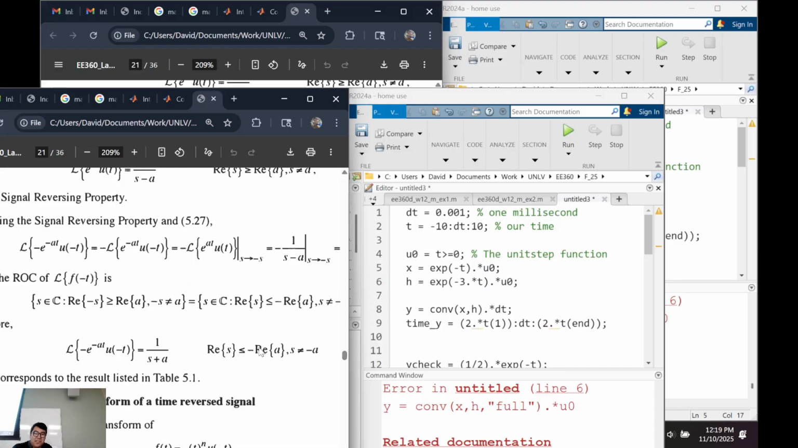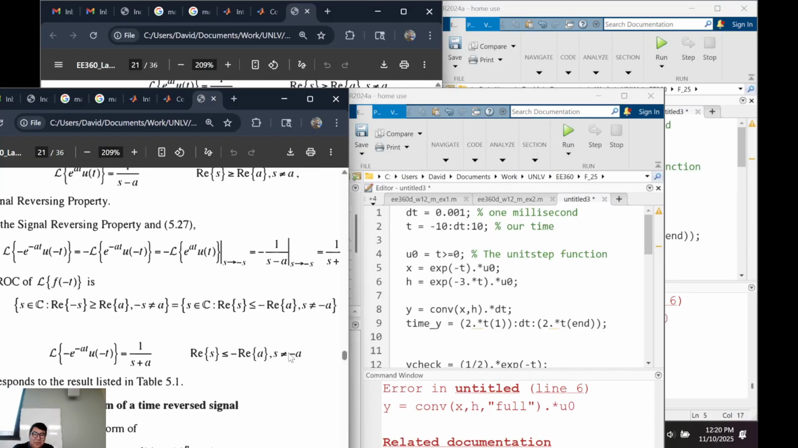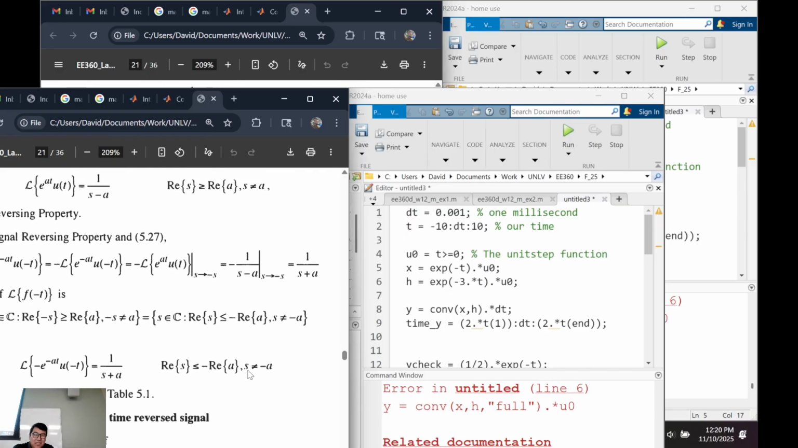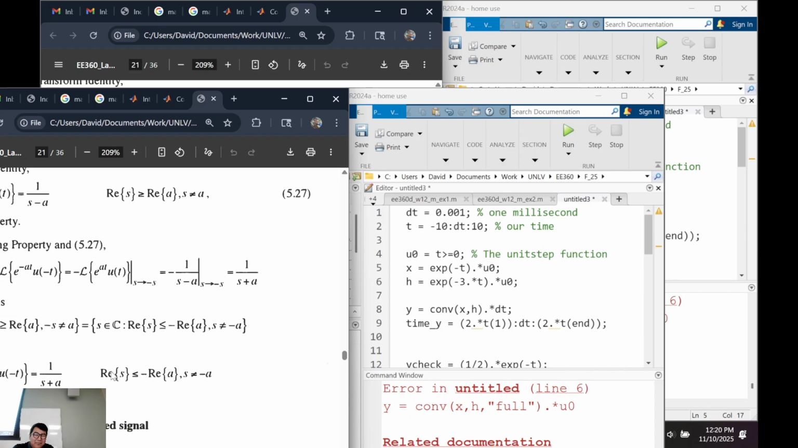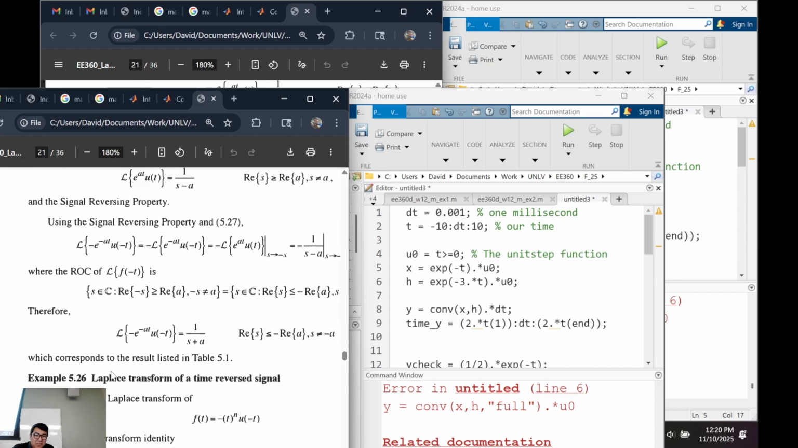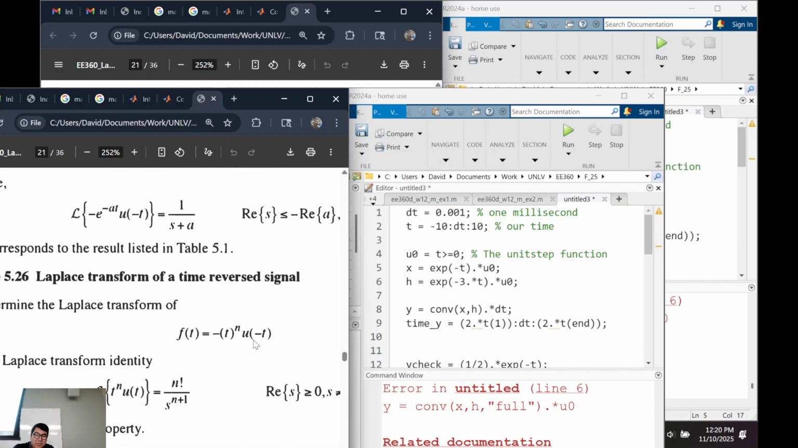Region of convergence is less than minus a. I don't like that. s is not equal to that. Minus a. It's okay. Anyways, Laplace transform of a time reversed signal.